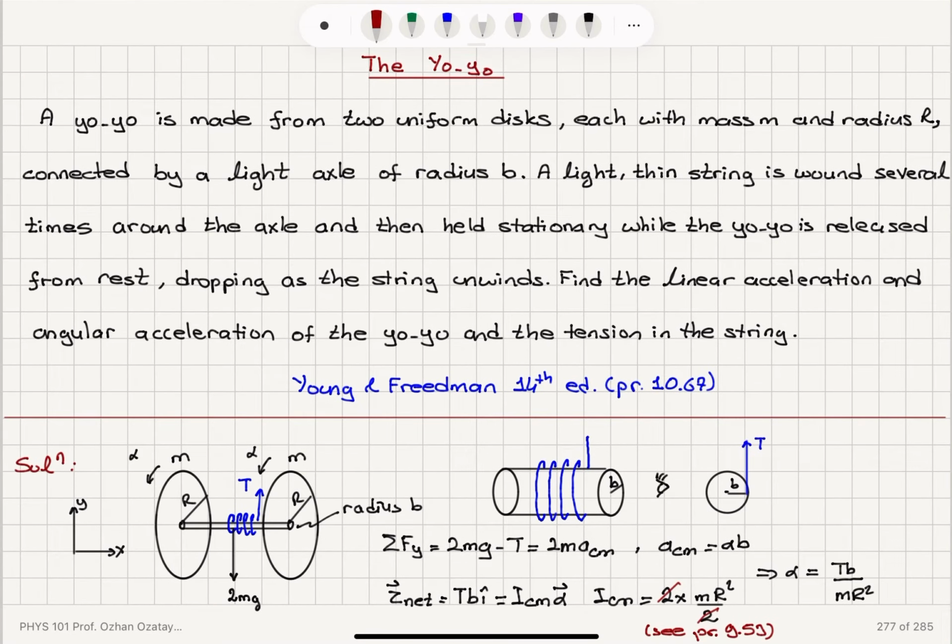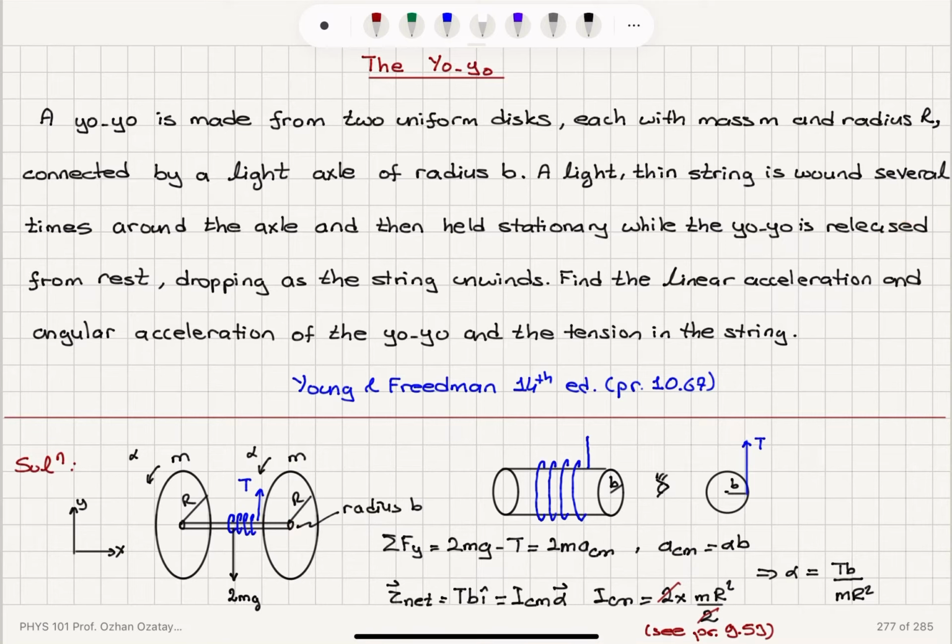Okay, now to summarize, we have a yo-yo that is made from two uniform disks. The moment of inertia of a uniform disk is mR squared over 2, that was found in problem 9.53. And we have two of them here that are connected by a light axle. So the rotations are about the center of mass, and we have two contributions. So it's going to be mR squared for the moment of inertia of the system. Because the axle is light, it has no contribution.